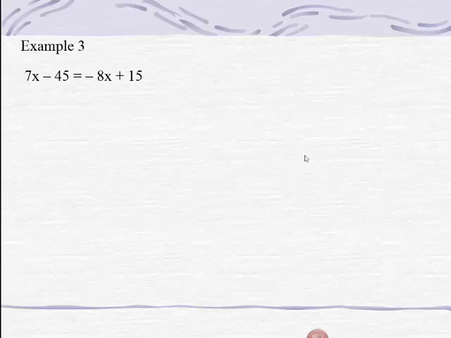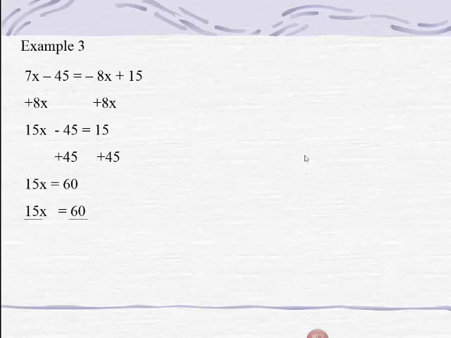I'm going to add 8x to both sides. It's going to give me 15x minus 45 equals 15. I'm going to add 45 to both sides. 15x equals 60. Divide both sides by 15. And x equals 4. How'd you do on that one?